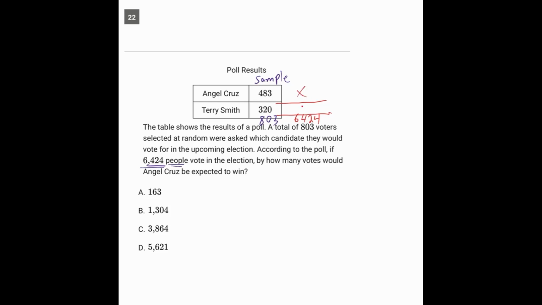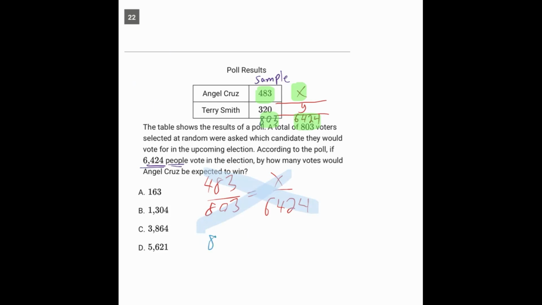Let's go ahead and imagine that the total number of people who voted for Cruz is the letter X, and the total who voted for Smith is the letter Y. Whenever you have a table of ratios like we do here, wherever you see a rectangle, you can create a proportion. So because we're able to create a rectangle there in green, we are allowed to say 483 over 803 equals X over 6424.